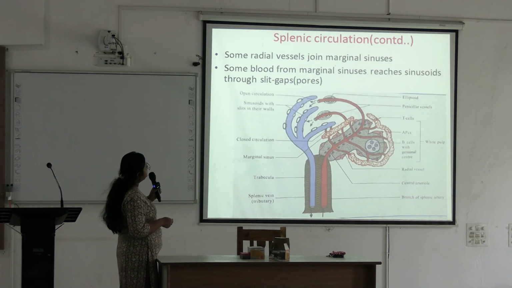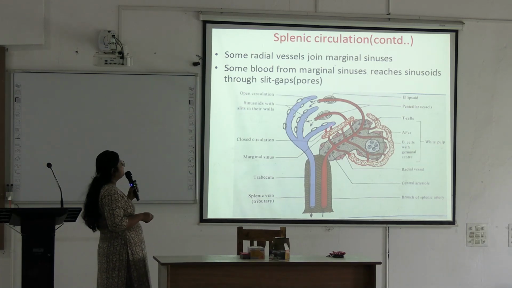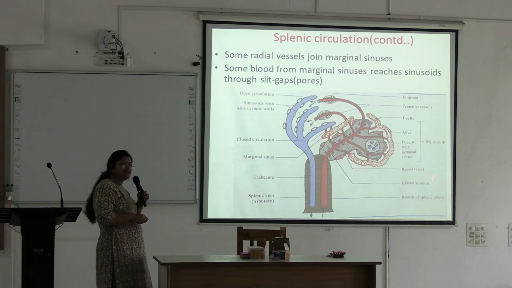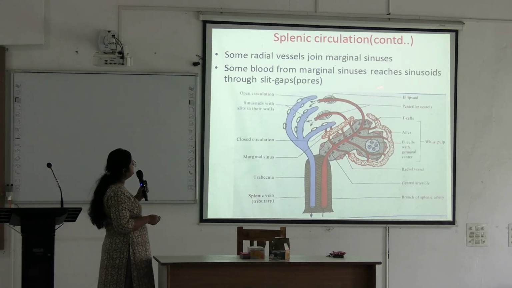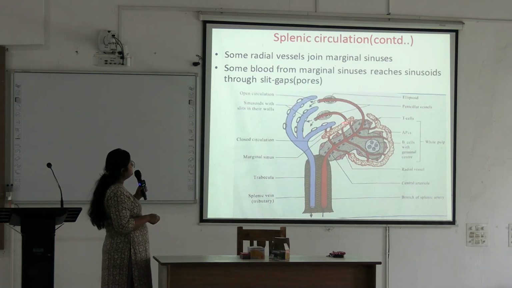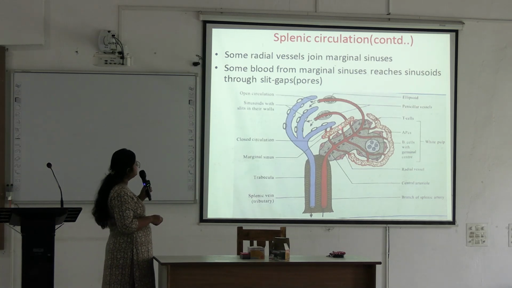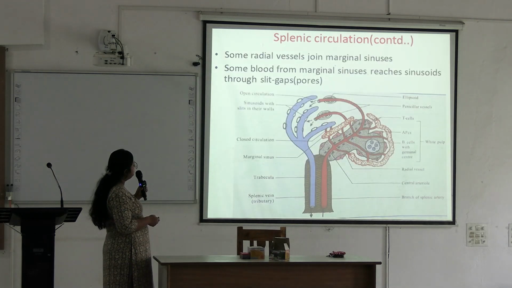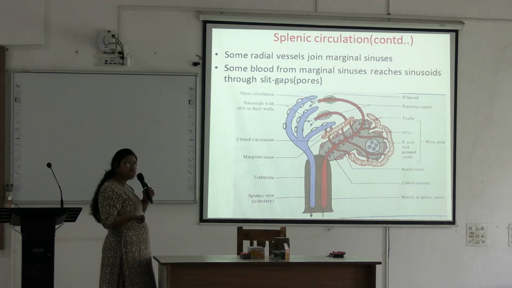Some radial vessels join the marginal sinus. See trabecular artery, arteriole, central arteriole, and from here penicillar branches. Some of the penicillar branches join directly with the marginal sinuses, and some blood from the marginal sinuses reaches the sinusoids through the slit gaps. From the marginal sinus, blood is directly draining into sinusoids. So here is the closed circulation, through the slit gaps or pores, and some of the blood directly opens into the open space and then enters into the sinusoids, that is open circulation.